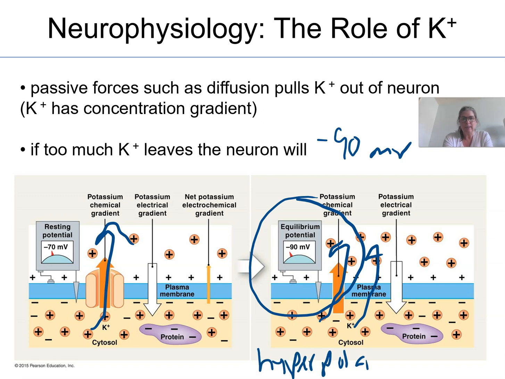So if we let potassium leave, we would lose too many positive charges. It would make it too negative, or more negative. And we say hyperpolarized. That's going to be inhibitory on a neuron.